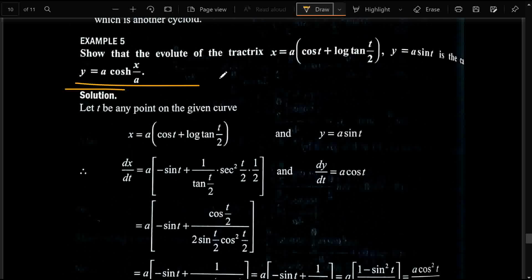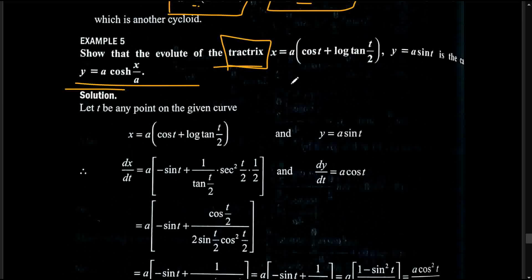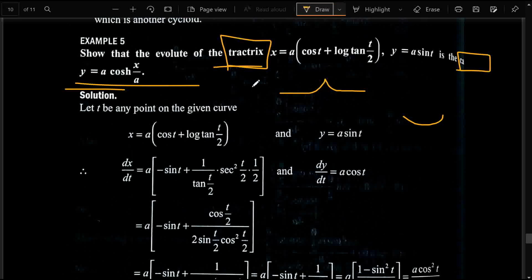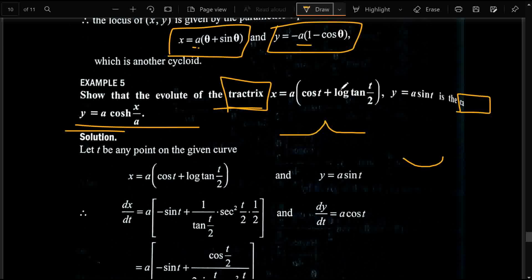And now show that the evolute of tractrix. So what does this word tractrix mean? It is nothing but the name of a shape. So this tractrix looks like this, and this is a catenary. Catenary somewhat looks like a parabola, but not a parabola. These are cool shapes, you can google it. So we have to prove the evolute of this will be a catenary. That's what we have to prove.